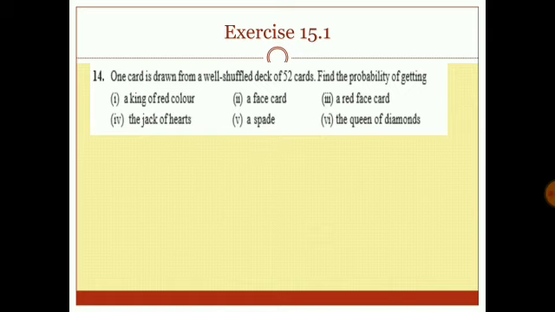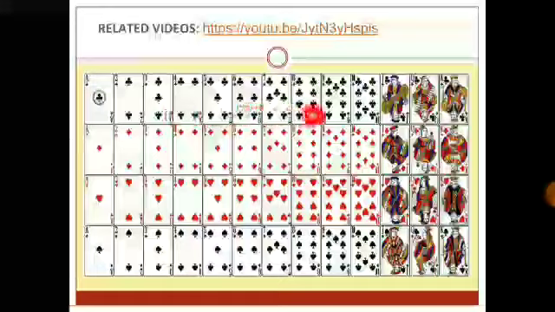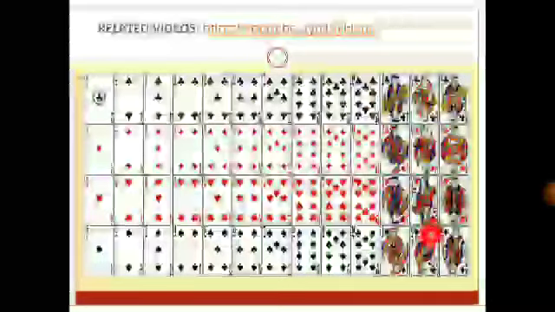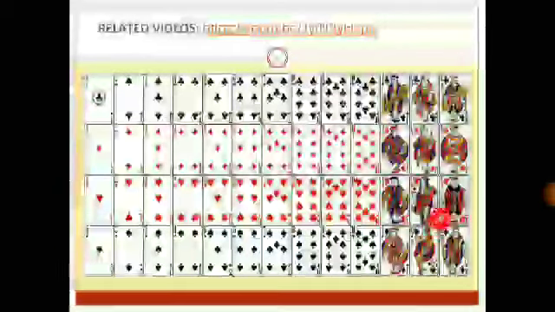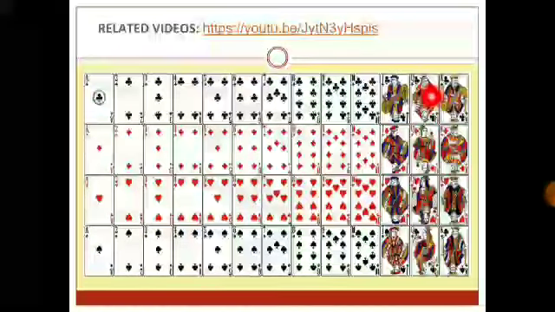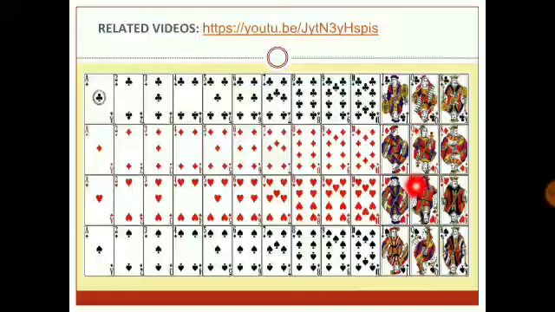Exercise 15.1 we are taking up. The 14th question. One card is drawn from a well-shuffled deck of 52 cards. Find the probability of getting a king of red color. Again, try to recall the king of red color. Just have a look. We have 4 kings in all out of 52 cards. Out of them, we have 2 black colored kings, 1 of spades, 1 of clubs, and we have 2 red colored kings, 1 of diamonds, 1 of hearts. So the probability of getting a red king will be 2 out of 52. That means 1 by 26.